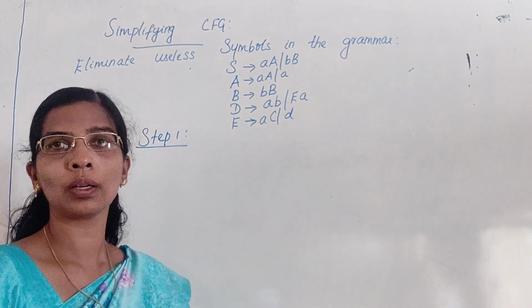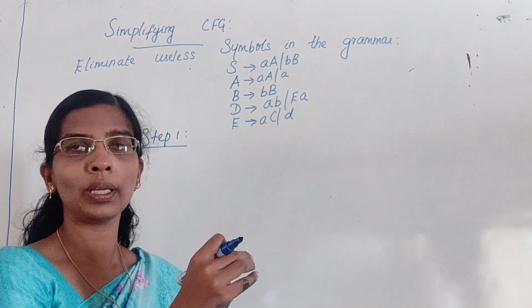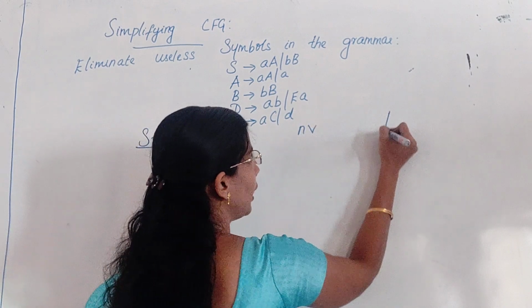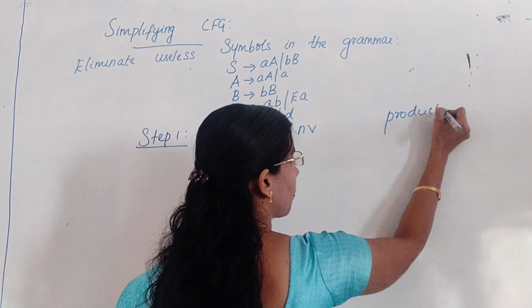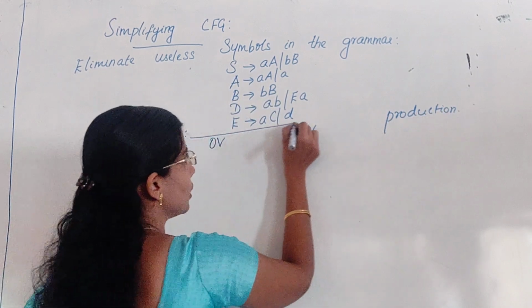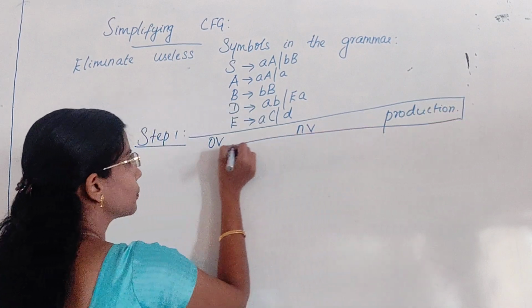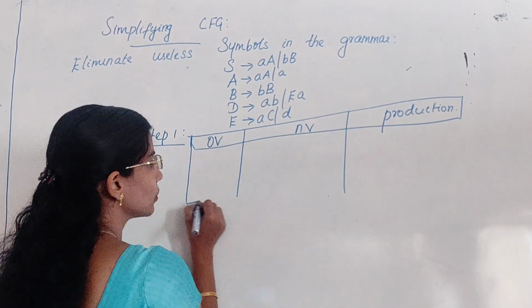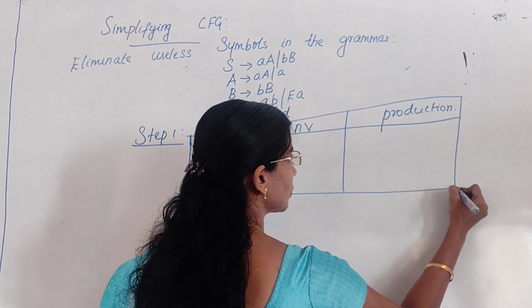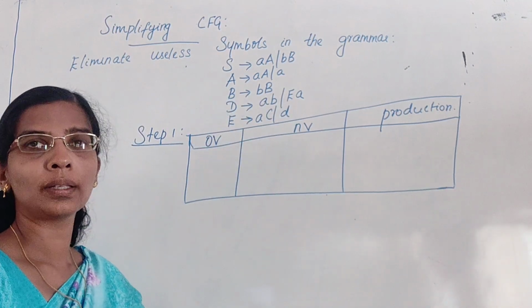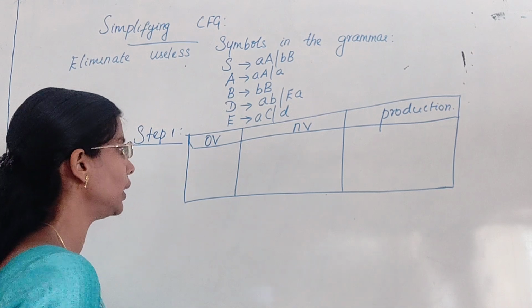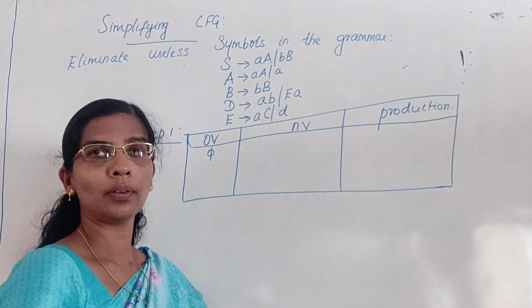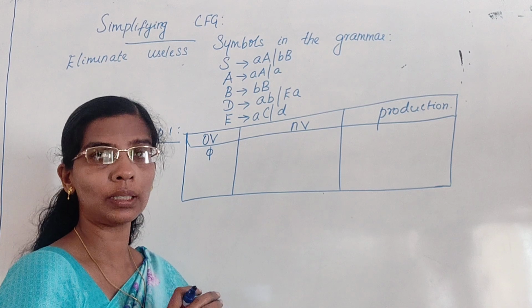Make a table of columns. First column is old variable, new variable and the productions. Make 3 columns for your first table. Initially, you take this old variable as empty. In the very first step, take this old variable as empty.